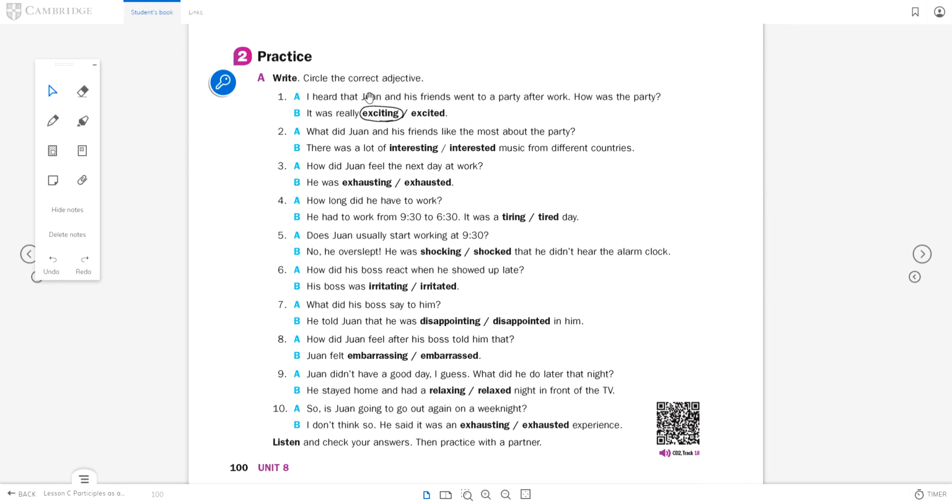Look at the exercise here. Circle the correct adjective. The exercise is asking you to circle which one is correct: the participle that ends with ing or the participle that ends with ed. Knowing when to use one or the other is very important, and that's what the exercise is telling you to do.